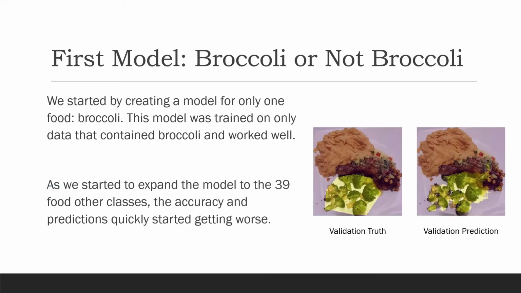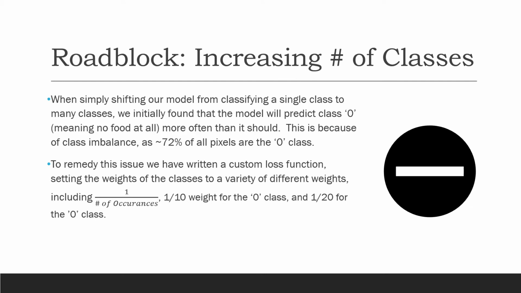We started off with building a simple prototype model where we identified whether food had broccoli in it or not, and this trained only on data that had broccoli in it. It worked pretty well, but as we tried to expand the model to the other 39 classes, the accuracy and the predictions started getting worse, and that led to a roadblock in terms of shifting our model from classifying a single class to many classes.